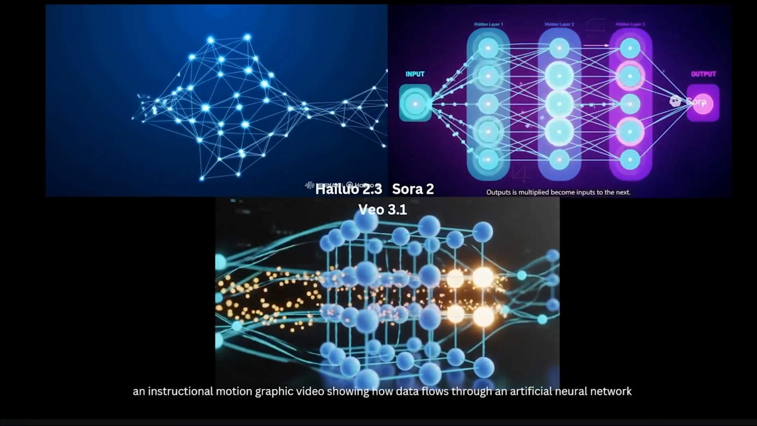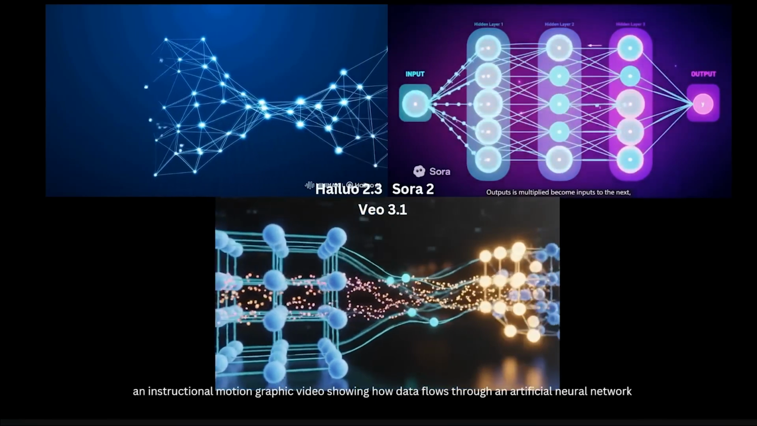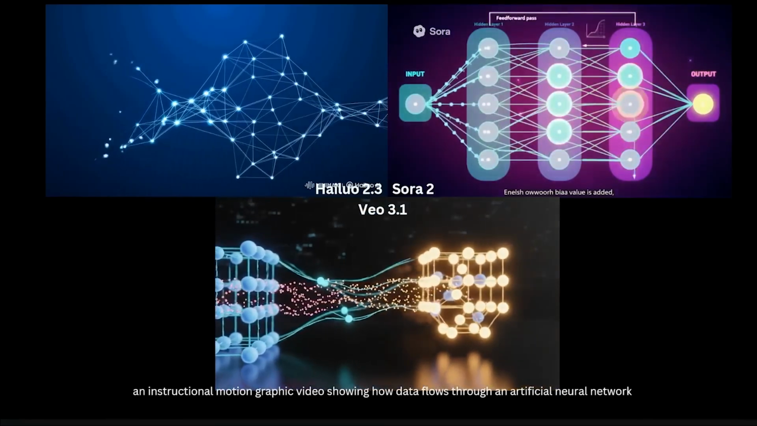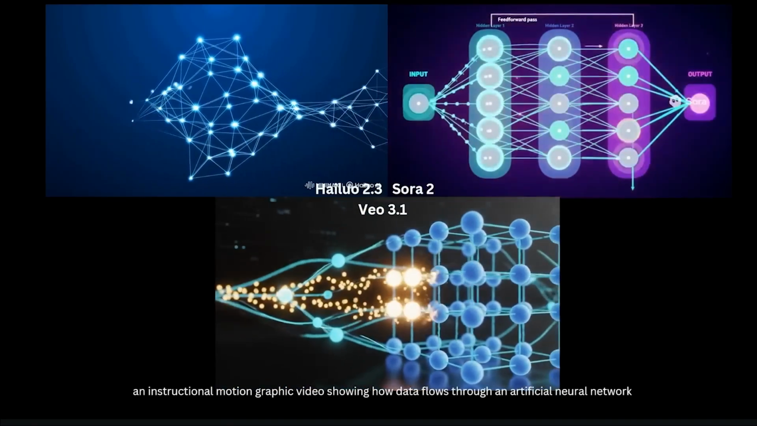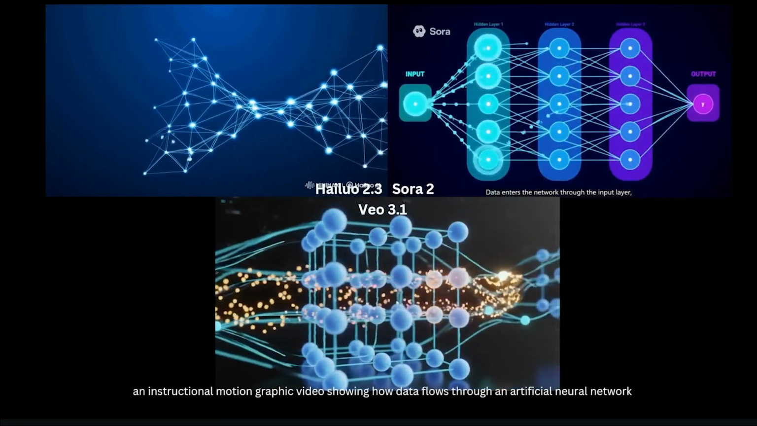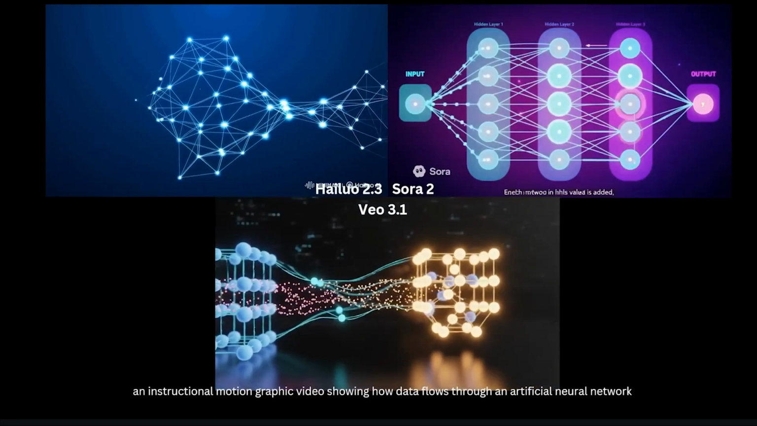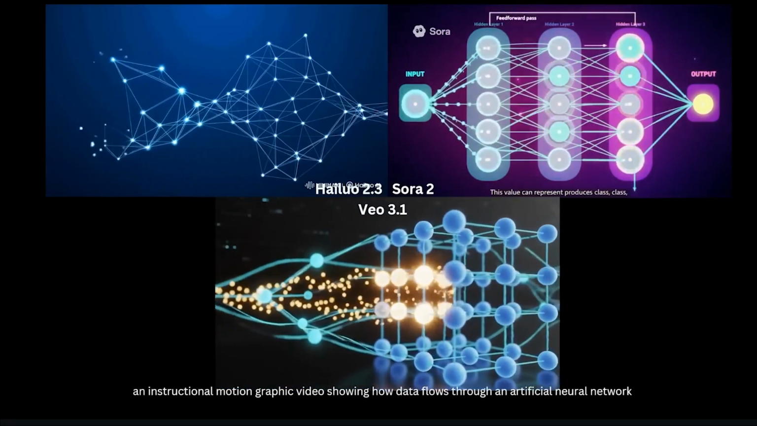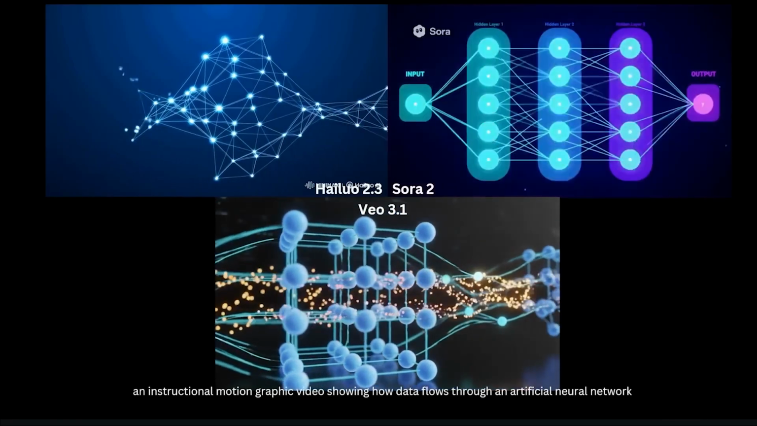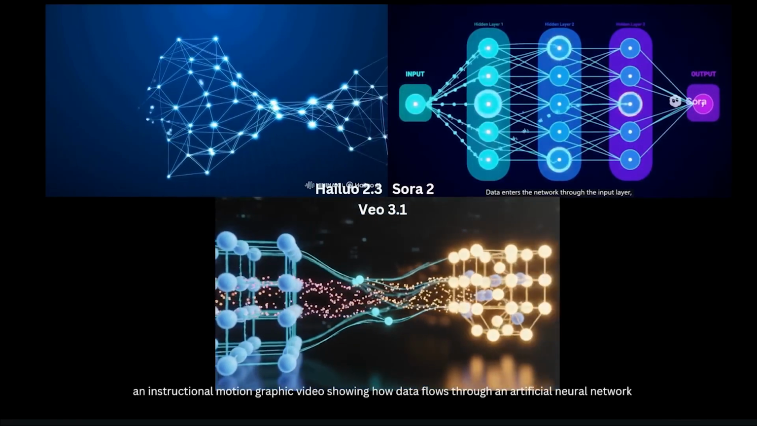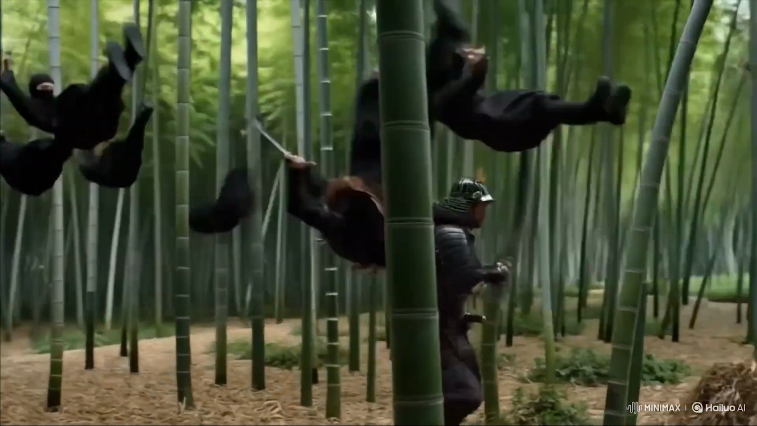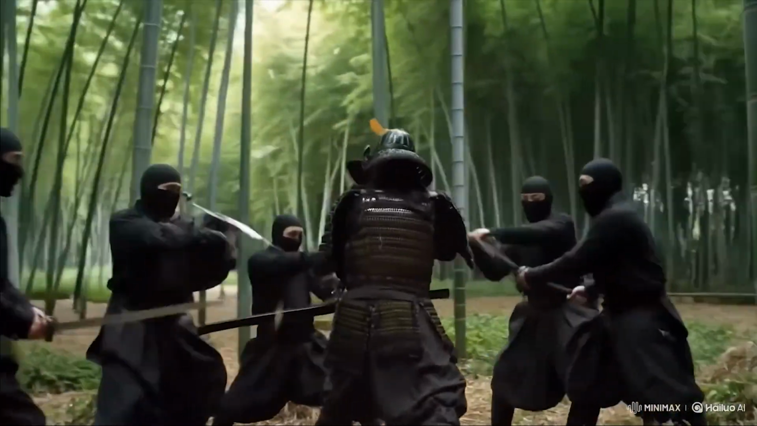And then for your reference, here's the same prompt with Sora 2 and Veo 3.1. Again, Sora 2 was the closest here. At least this kind of resembles how an artificial neural network looks like. For Veo 3, it just got this completely wrong. So overall, none of these three video models was able to get the prompt correct, but Sora 2 came pretty close.